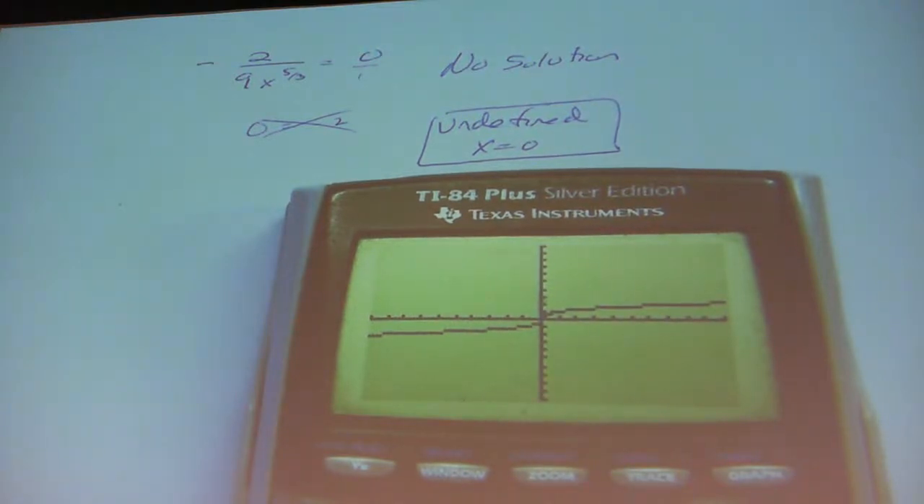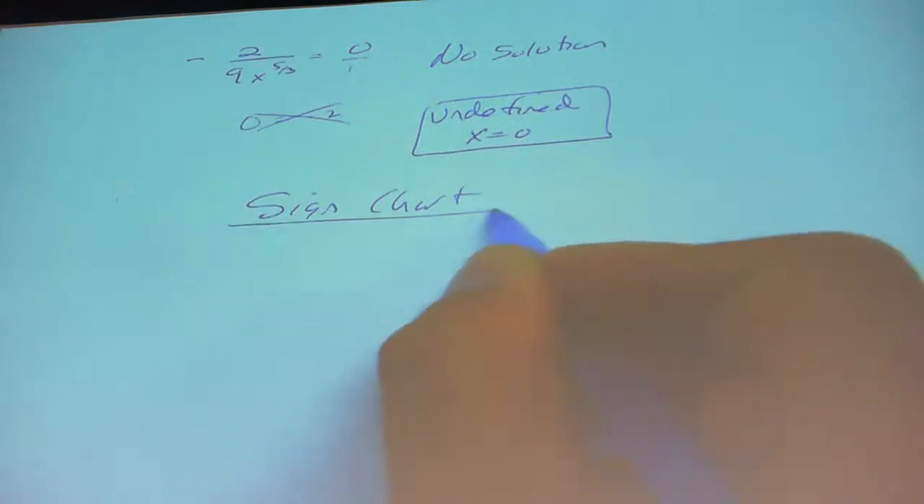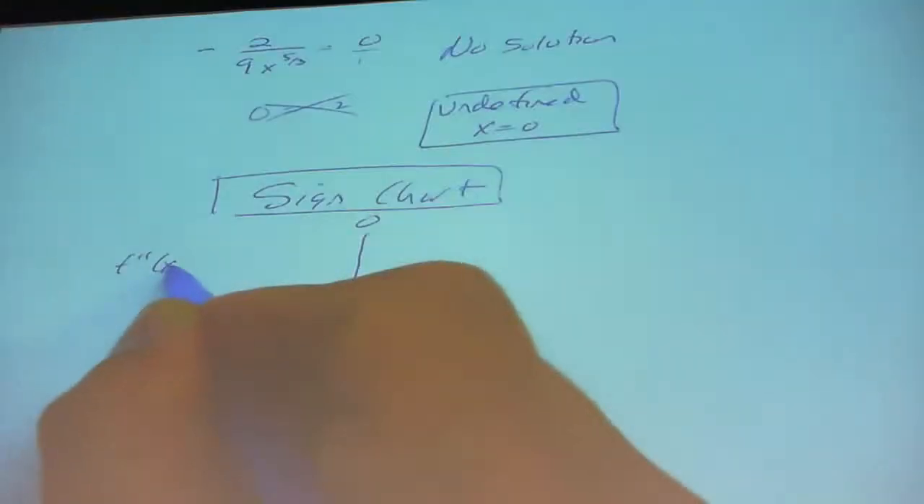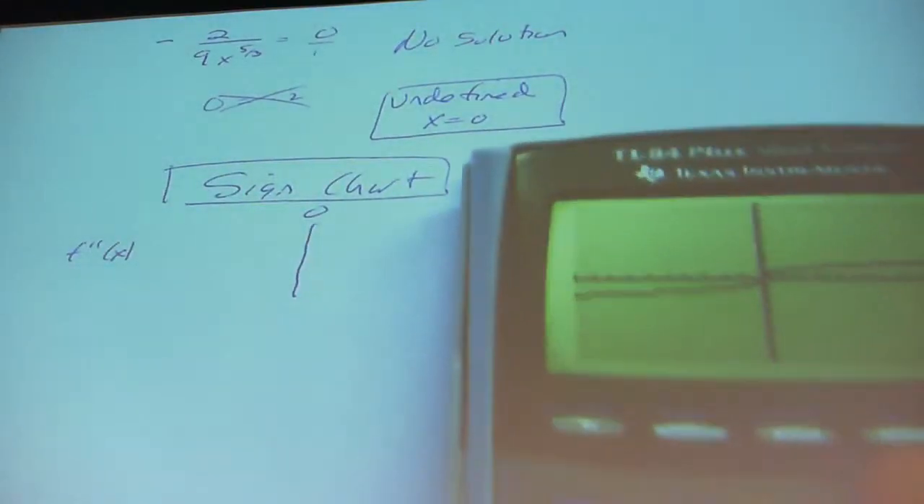Slope is undefined. But if we look at it before 0, it's concave up. After 0, it's concave down. So that's where the change happens. That's where the change happens, is at 0, but it's undefined there. And if I take the second derivative, let's use a sign chart. Again, 0 is where we're seeing the change happen. And we go to the second derivative. Let's plug in numbers before 0 and after 0.